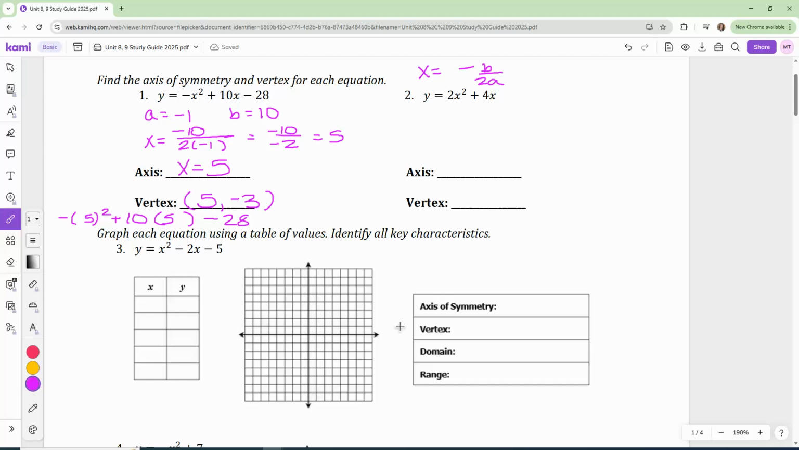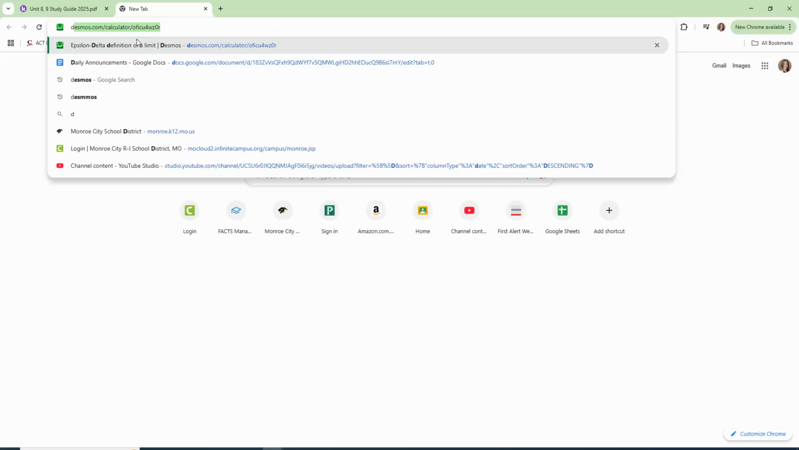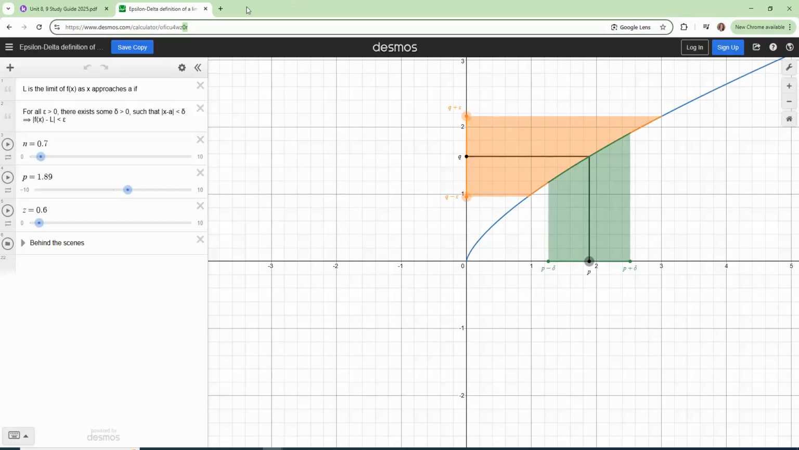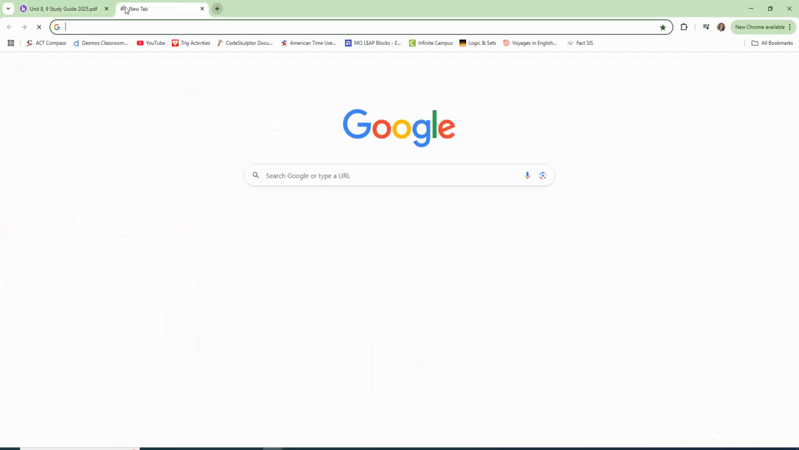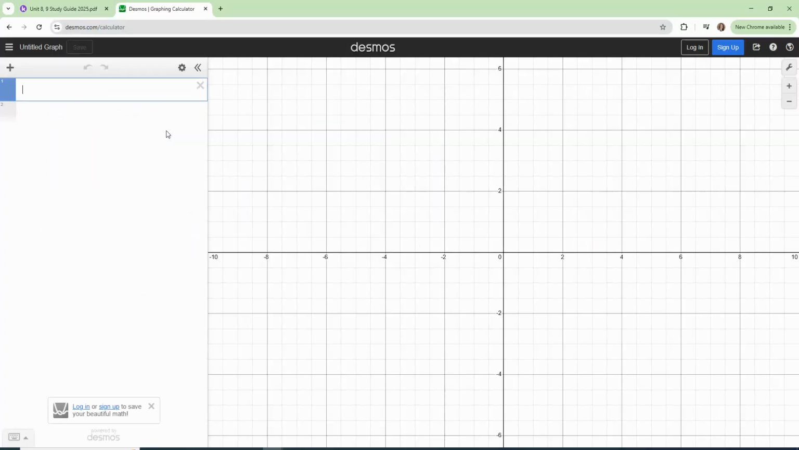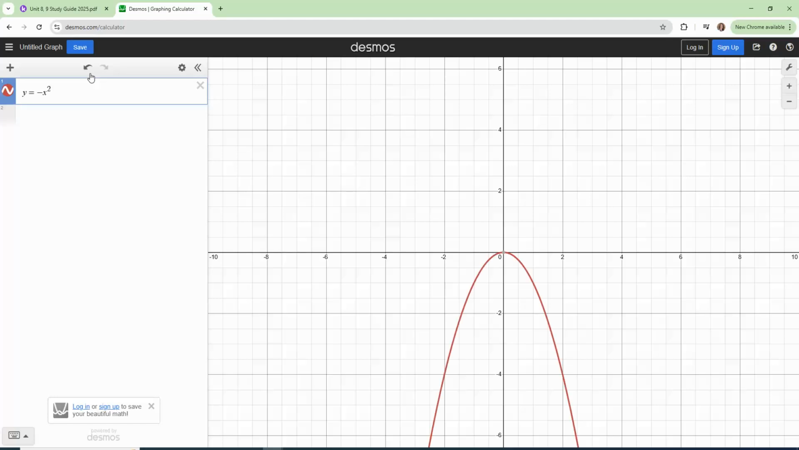Okay, I want you guys to type this into Desmos for me. So, open up Desmos. And if you type in, what was it? -x squared plus 10x minus 28.